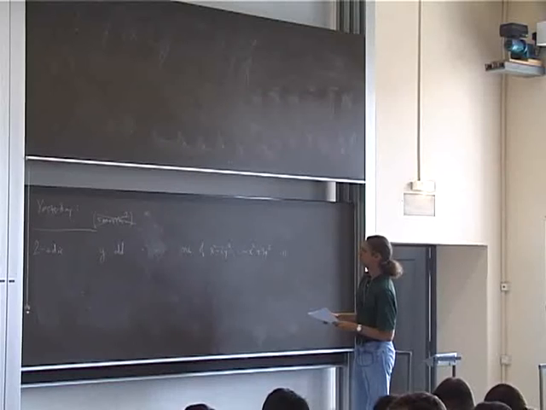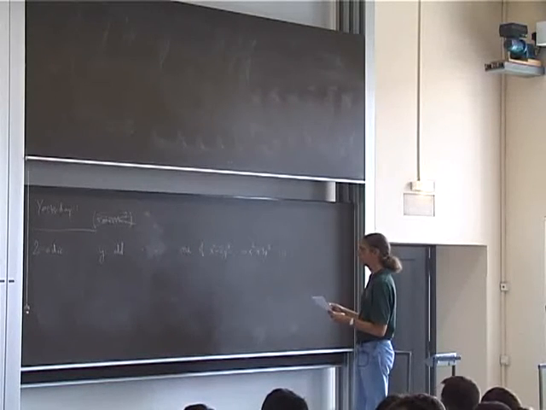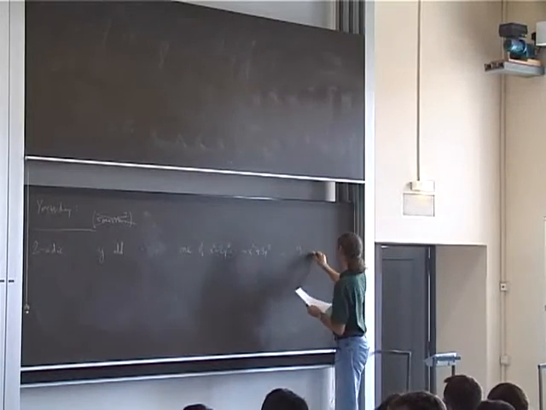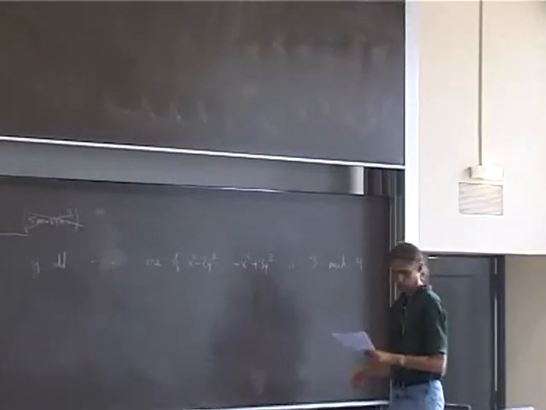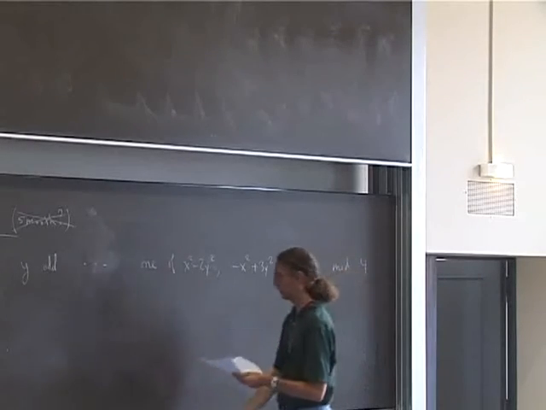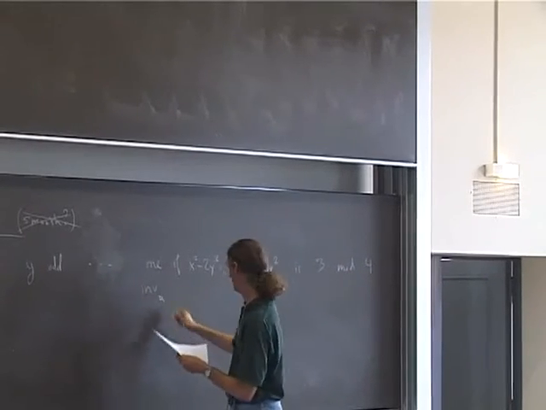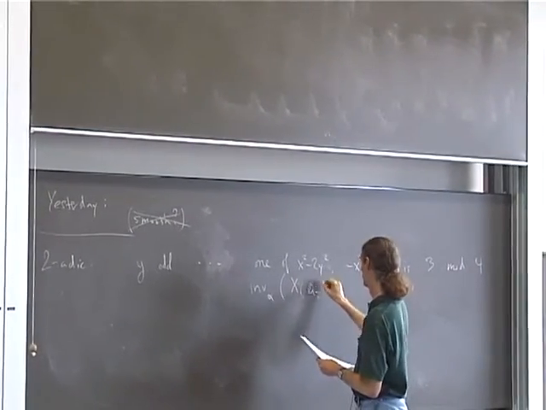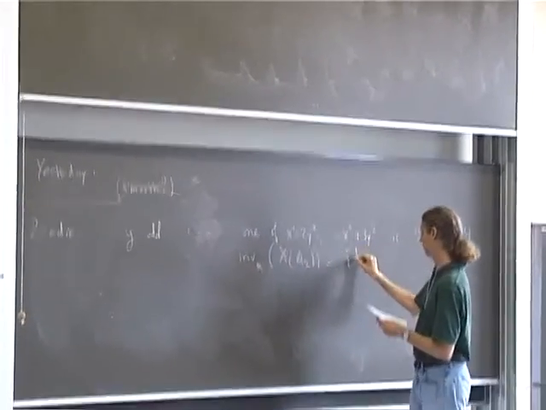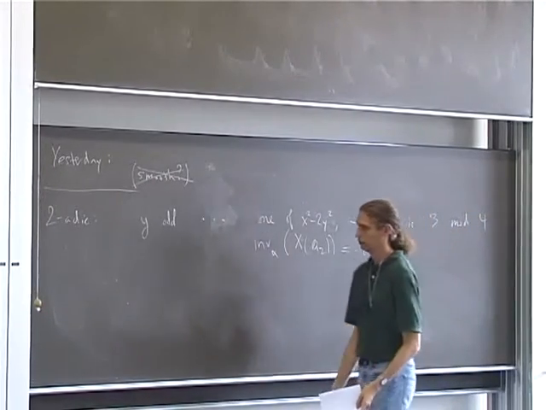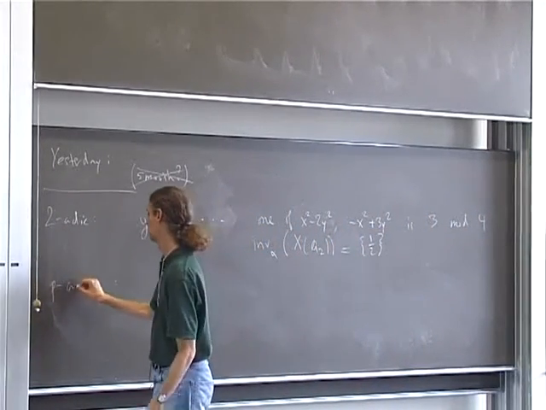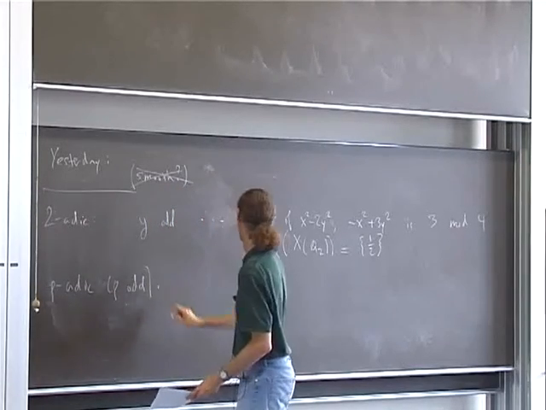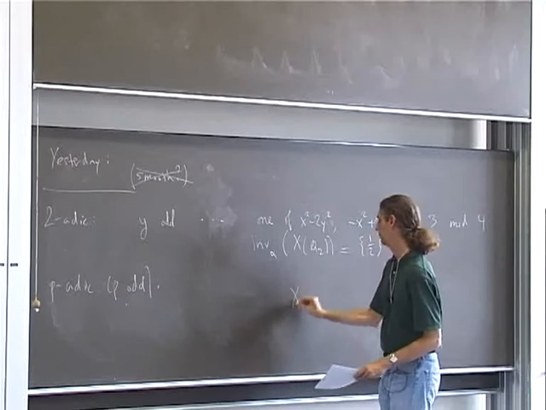Is this even right? So I guess y odd, x even. Anyway, it's something like 3 mod 4, and so the local invariant is always 1/2. And then p-adic analysis. Well, you're always just completely unramified.